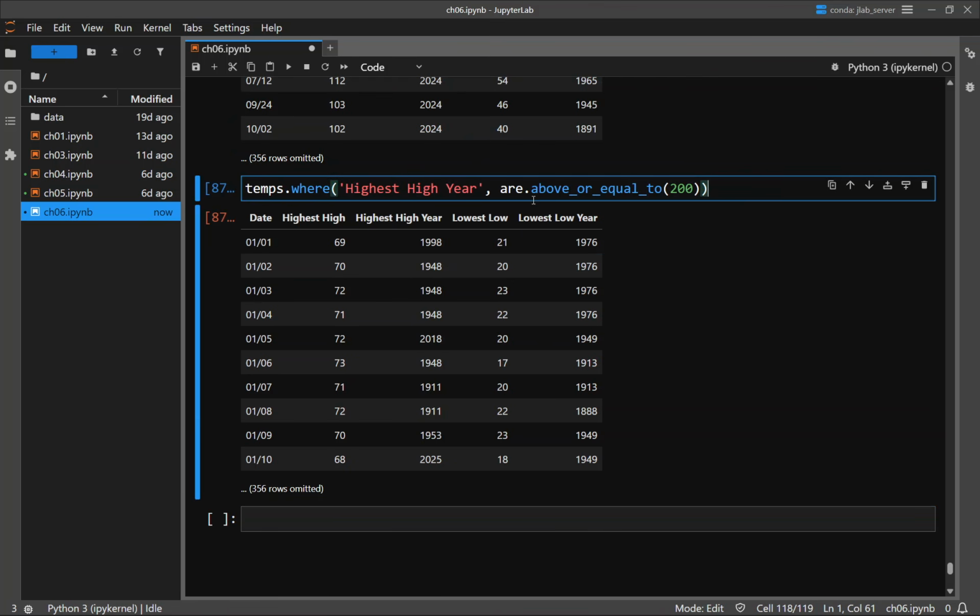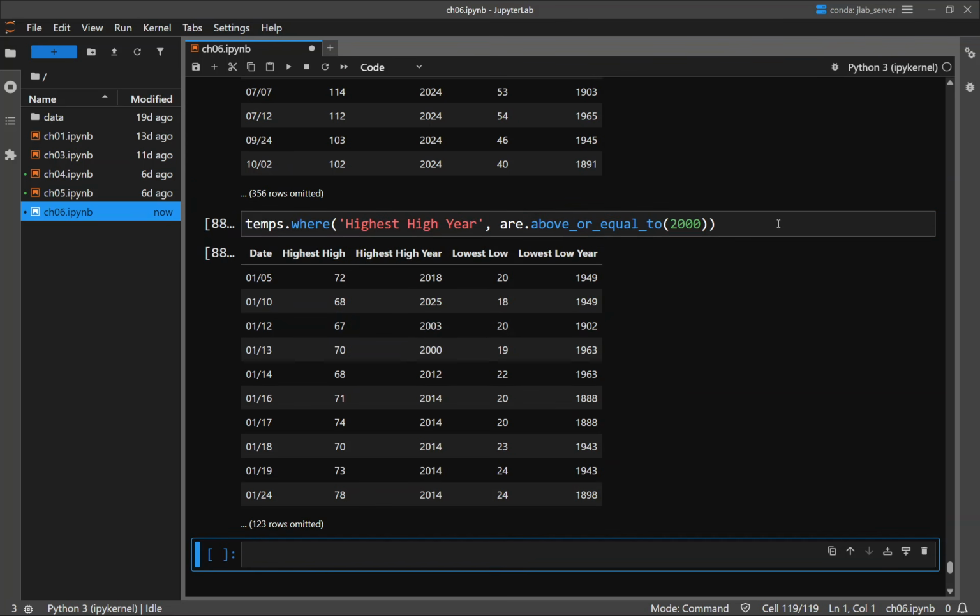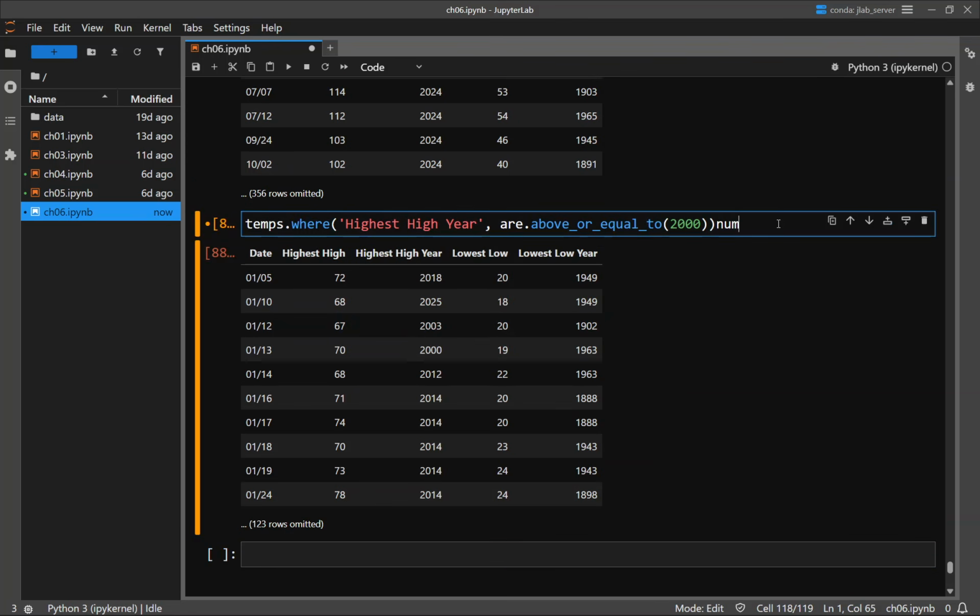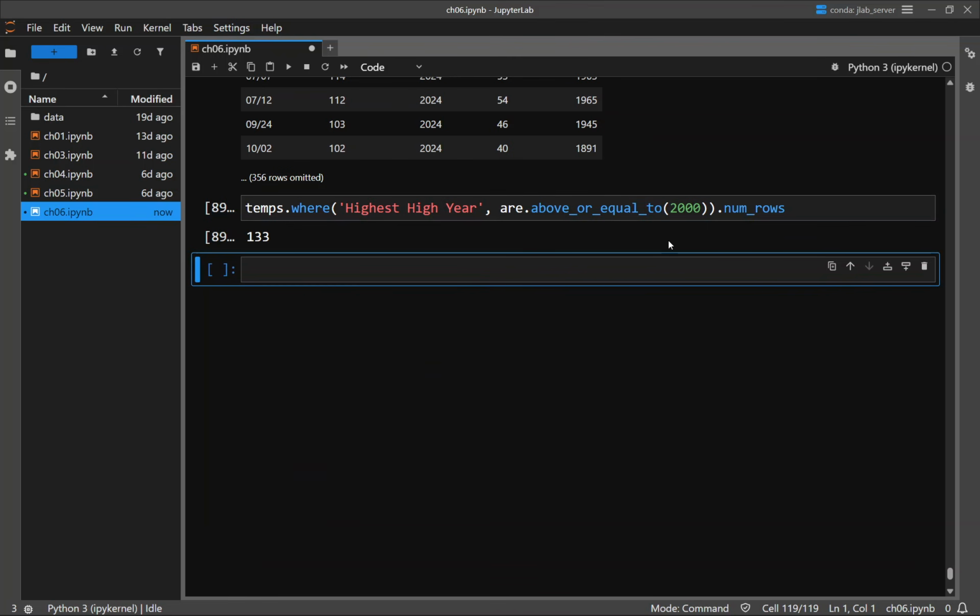Let's see what else. That doesn't seem right. Oh, thank you. Yeah. Thank you very much. I was like, why does it give me back everything? Then you could ask num_rows. And so 133 of it's over a third, I guess, of the highest high records are from 2000 or later.